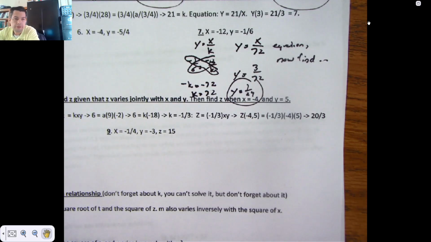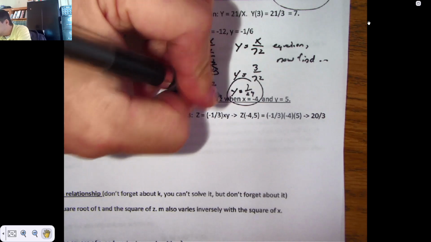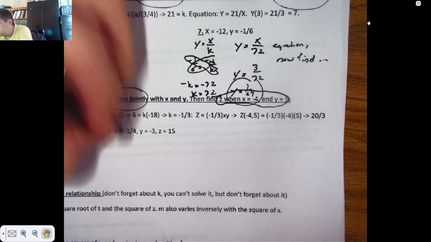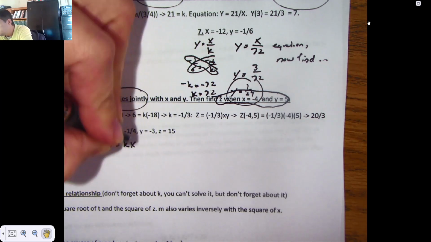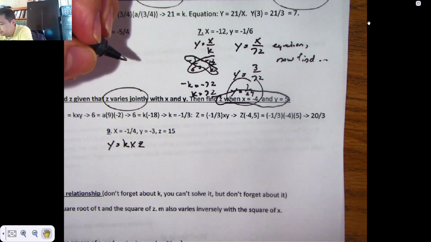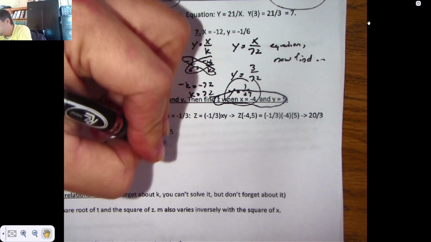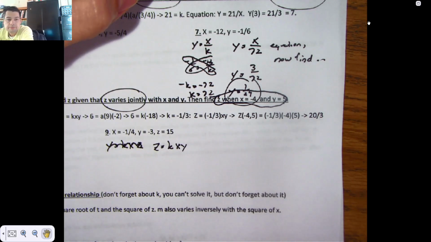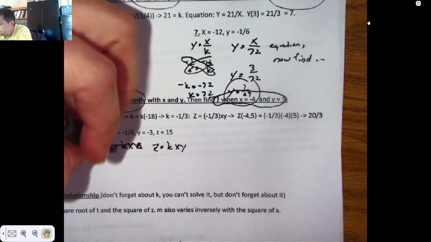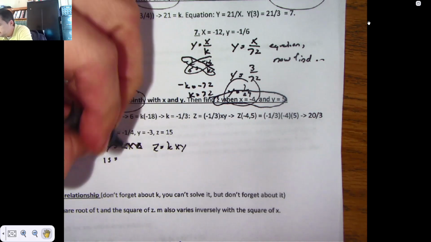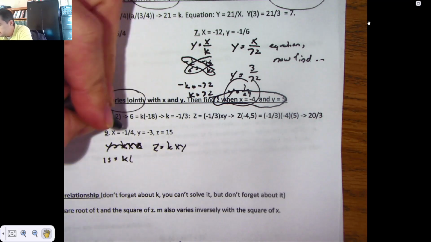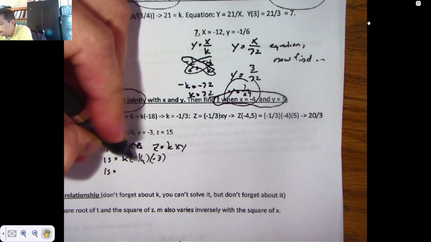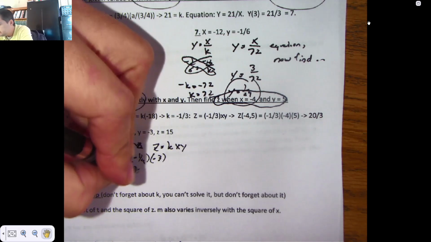More of this, write an equation, then do something. Then find z when x is negative 4 and y is 5. And we're told that we vary jointly, so where y equals some constant times x, in this case, z is some constant times x and y, the way I wrote these out. So I need to know the constant. So z is 15, there's a constant, x is a negative quarter, and y is a negative 3. So if I multiply a negative quarter and negative 3 together, I get the positive 3/4.